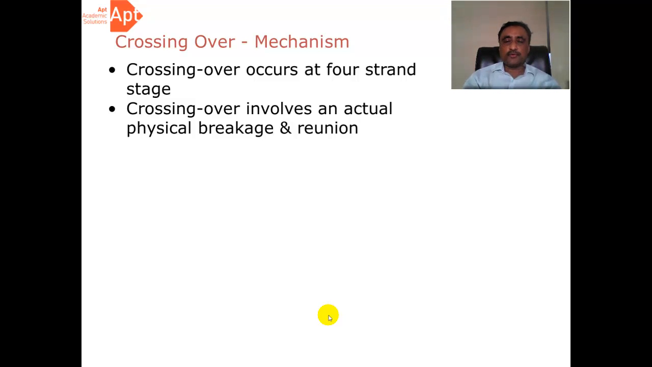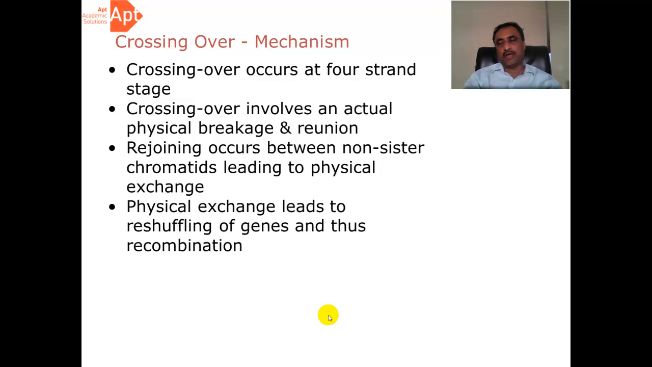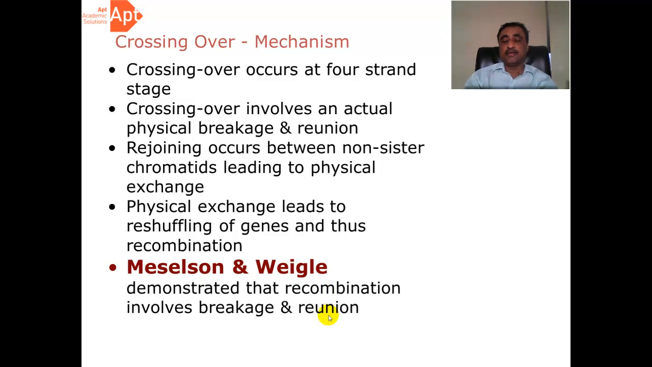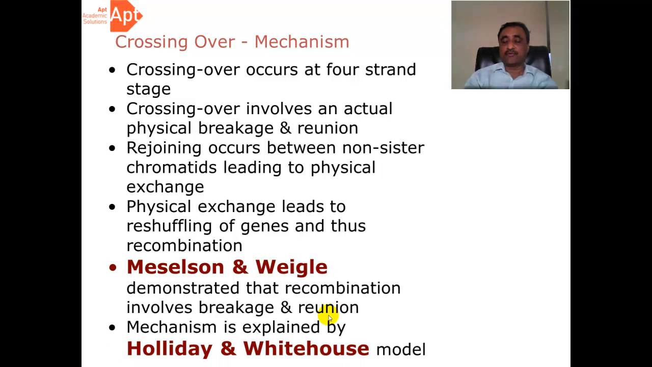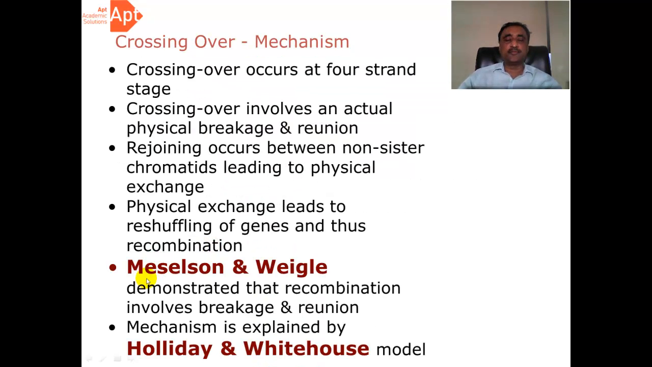Crossing over is actually a physical breakage and reunion process. Breakage occurs at the part where it is going to cross over, and rejoining occurs between non-sister chromatids during the physical exchange of the chromosome. As a result of this physical exchange, recombinants are formed, and this mechanism has been explained by the Holliday model. The Holliday and Whitehouse model very clearly explains the entire mechanism. And Meselson and Weigle demonstrated that recombination involves breakage and reunion. So this is a very brief introduction to crossing over.